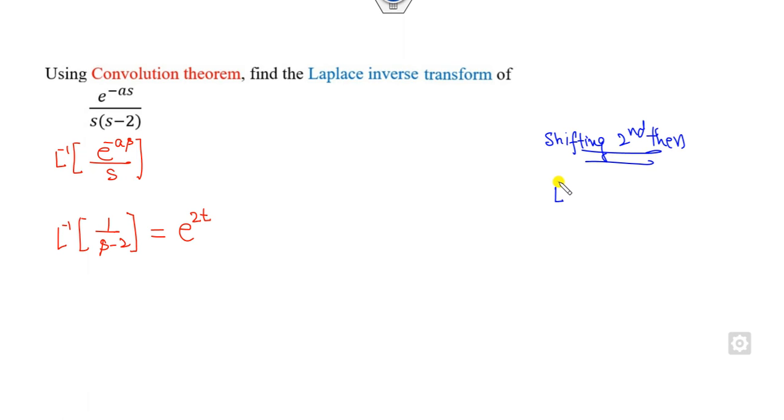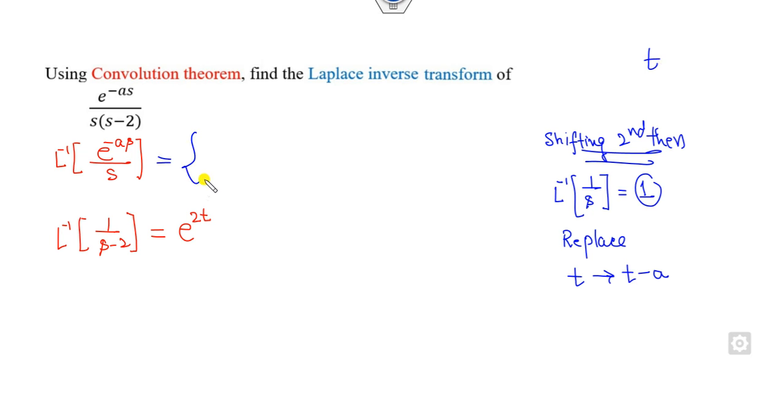You can find the Laplace inverse of the remaining term apart from the e raised to power minus as. It will be 1. Fine. And then replace small t with t minus a. But here it is independent of the t. So for example, say this function will be my f of t, then you have to replace it by t minus a. So now it will be 1 because my answer is 1, whenever t is greater than a, otherwise 0.